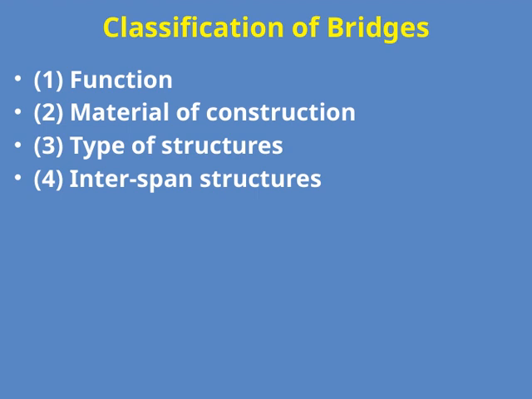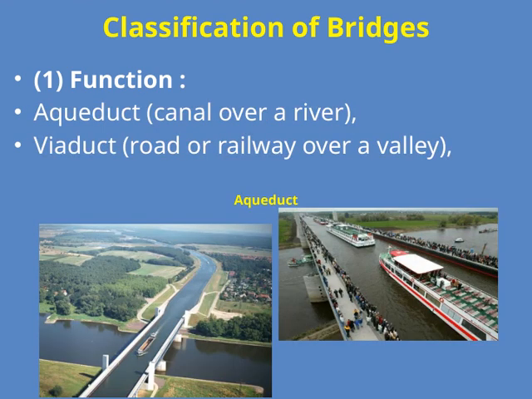Lastly, we look at interspan structures, which focus on how the spans between supports are arranged and connected. This helps in understanding the overall stability and load distribution of the bridge. All these classifications help engineers and designers choose the right type of bridge for a given project, ensuring safety, durability, and efficiency. Let's take a closer look at the classification of bridges, starting with their functions.